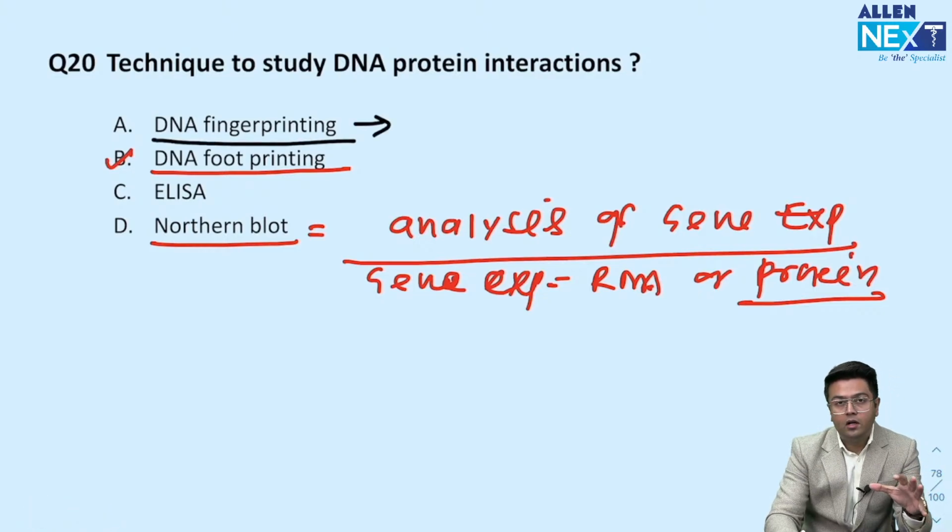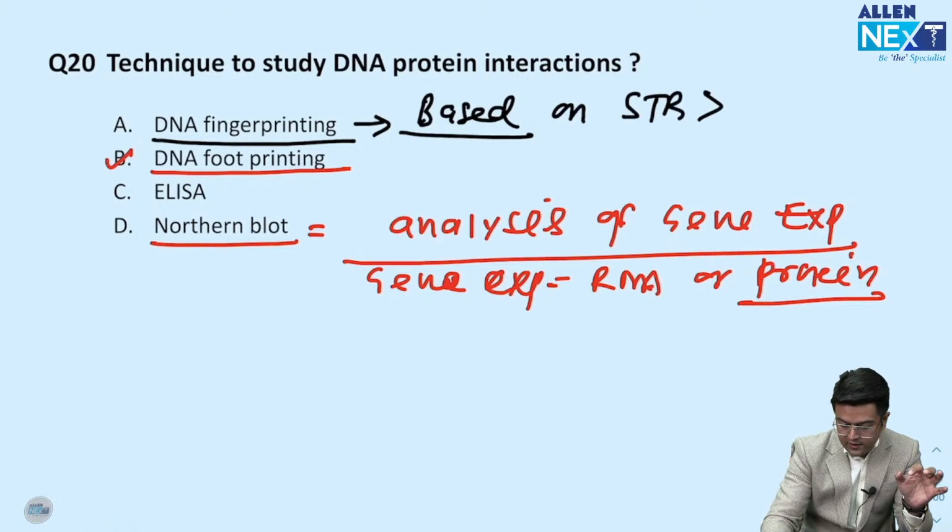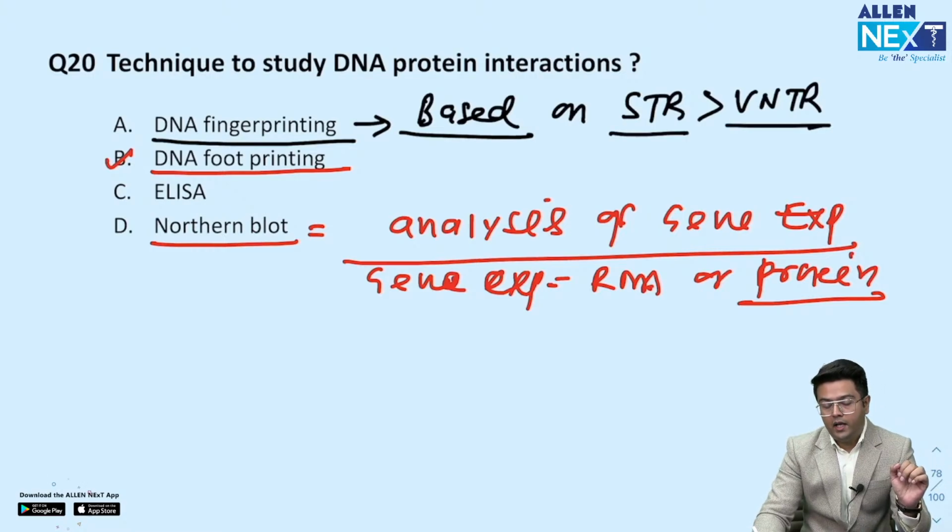DNA fingerprinting is based on the variable number of tandem repeats and short tandem repeats, right? So if this question is asked in exams, just mark short tandem repeats as the better answer than variable number of tandem repeats. Okay, short tandem repeats, right?